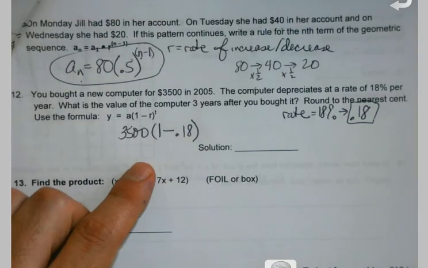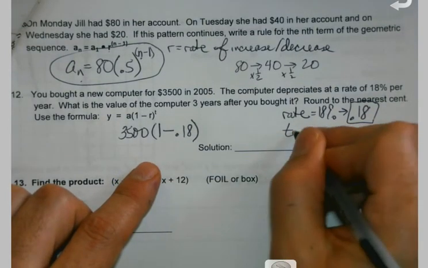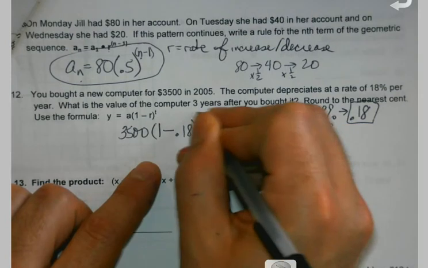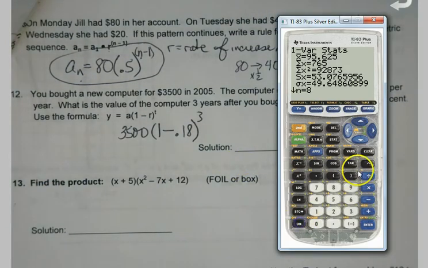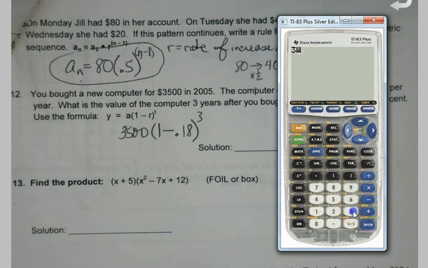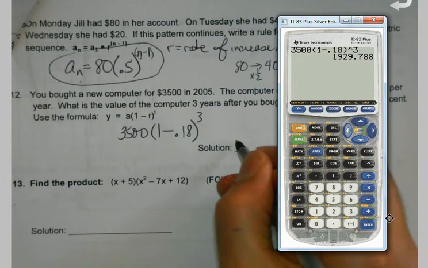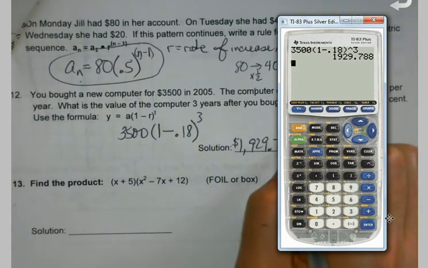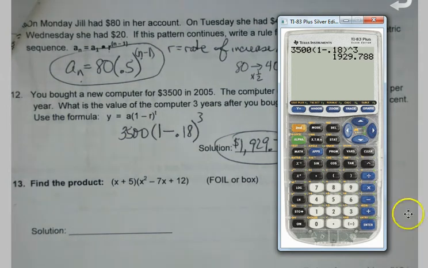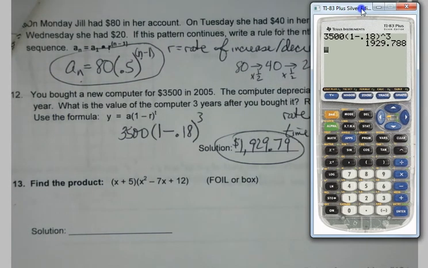And then t is time, 3, and that's 3 years. Can we just plug that into a calculator? And we're just going to plug that in. So let me get that out of the way. So 3,500. And again, a lot of these questions, if you can get the initial setup going, the calculator can do all the work. So after 3 years, that computer is going to be worth $1,929.79. Ouch, the price of technology.